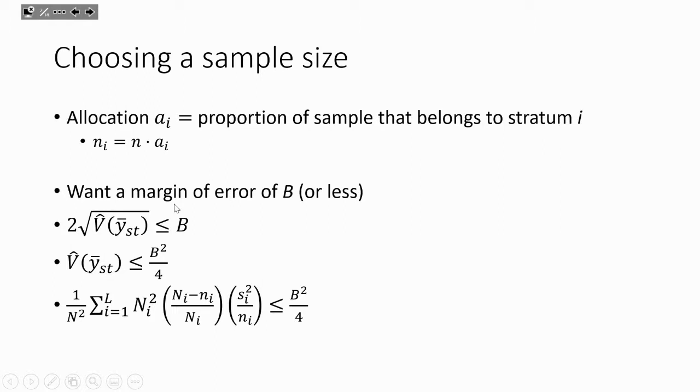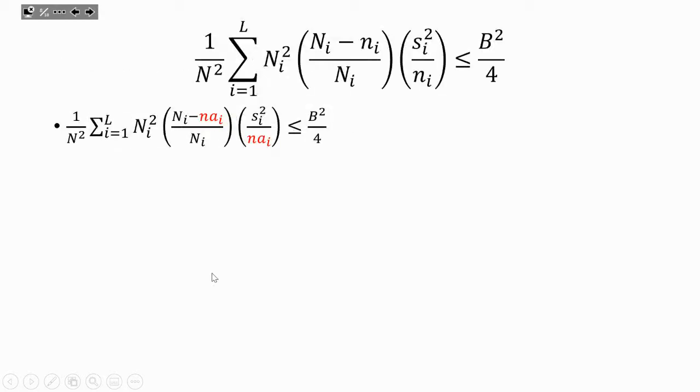Now, we'd like to have this so that we can compute our overall sample size, little n, rather than having to separately compute each of the n sub i's. So let's go ahead and substitute in n times a sub i for each of the little n sub i's. So that ends up looking like this.